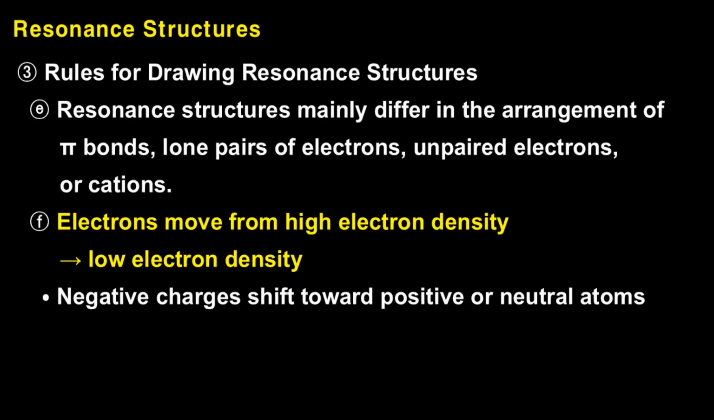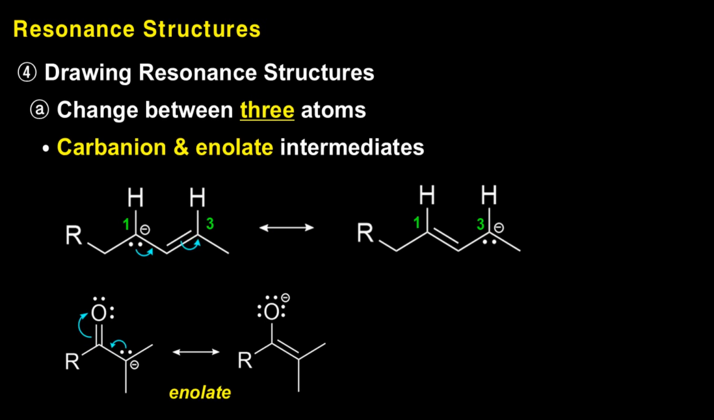One key rule to remember is that electrons move from areas of higher electron density to areas of lower density. So negative charges tend to shift toward atoms that are either positively charged or neutral, often to form new pi bonds. Keep that in mind, and your electron flow will make sense, which means your resonance structures will be both accurate and chemically reasonable. Now let's talk about how to actually draw resonance structures, starting with how electrons move, and the key rules for shifting them the right way.